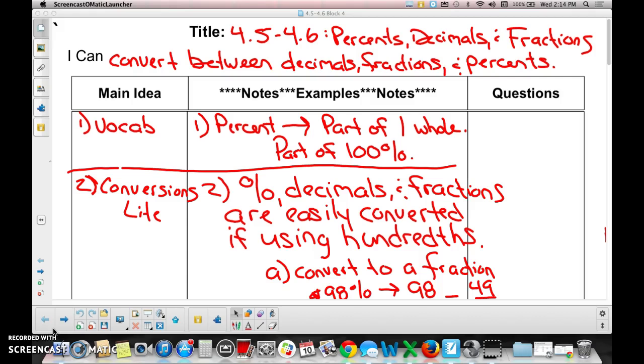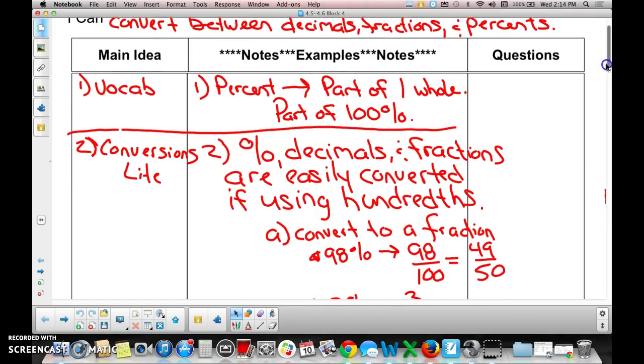What is a percent? What is a percent, Alicia? Part of a whole. Okay, and a whole can be broken down into percents, which add up to 100%, right? Okay, cool. And when we're doing conversions, we have two sets of conversions.